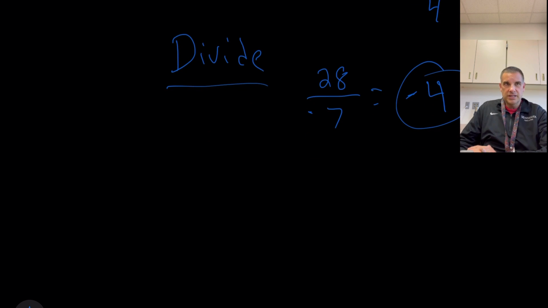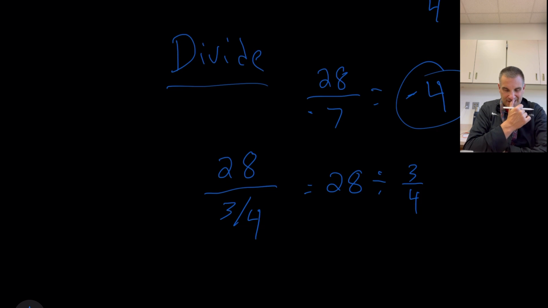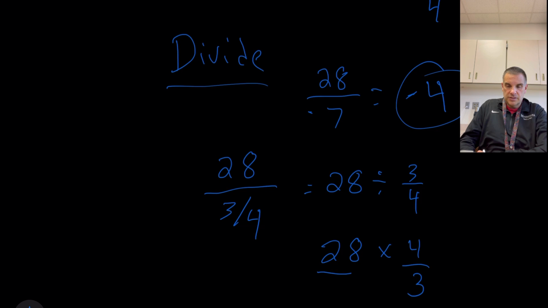The part where the division becomes a little bit more difficult is if you're dividing by a fraction. Say we have 28 divided by 3/4. Well, another way to write this is 28 divided by 3/4. Those things are equivalent to each other. Now, we're not allowed to divide by fractions. So since we can't divide by fractions, we're going to change it into a multiplication problem. And we're going to multiply by what we call the reciprocal. The reciprocal turns the numerator into the denominator and the denominator into the numerator. So 3/4 becomes 4/3.